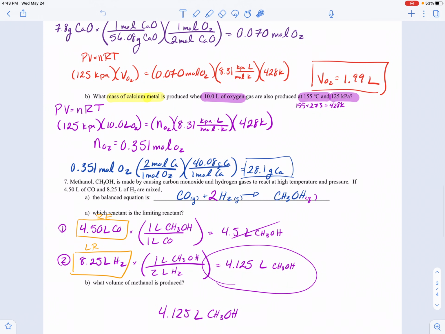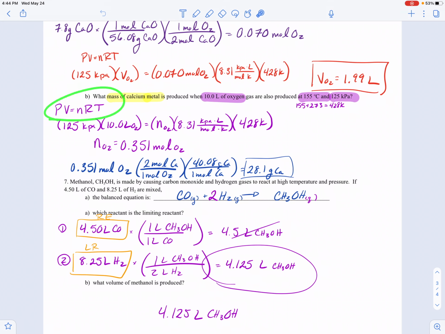The next question is sort of asking you a similar thing. You're just going to do the process slightly differently. It's asking you for mass of calcium metal, but you're starting with liters of oxygen gas at a particular temperature and pressure. So since you're starting with volume at a particular temperature and pressure, you're going to start with PV = nRT and you're going to end with stoichiometry.